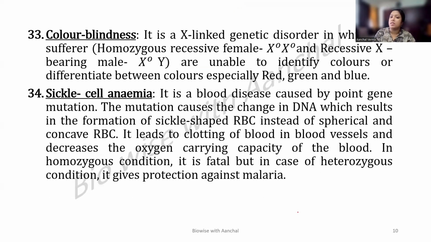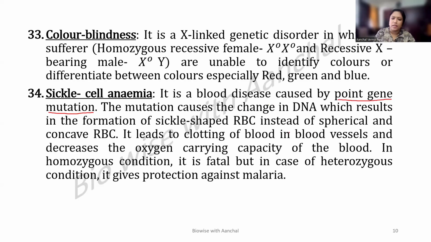Sickle cell anemia is a blood disease caused by a point gene mutation. So this is an example of a point gene mutation. Mutation causes the change in the DNA which results in the formation of sickle-shaped RBC instead of spherical and concave RBC, and it leads to clotting of the blood in the blood vessels and decreases the oxygen carrying capacity of the blood. In the homozygous condition, it is fatal, but in case of heterozygous condition, it protects against malaria. This is extra information given to you. You can just write about mutation in the definition.